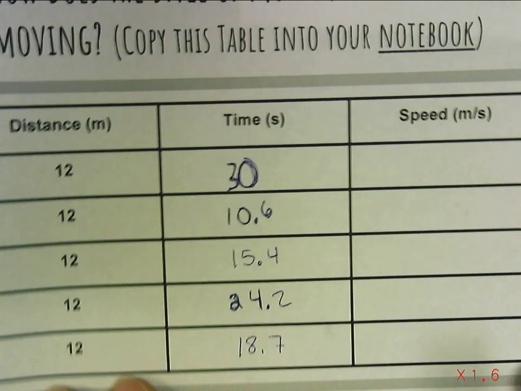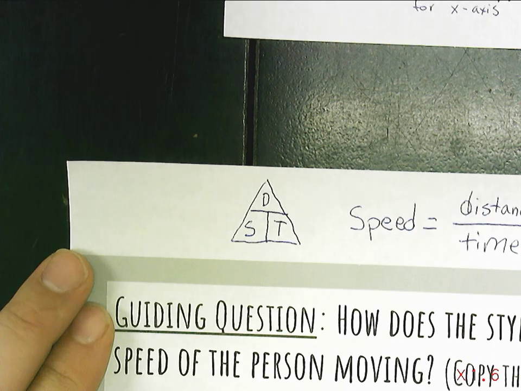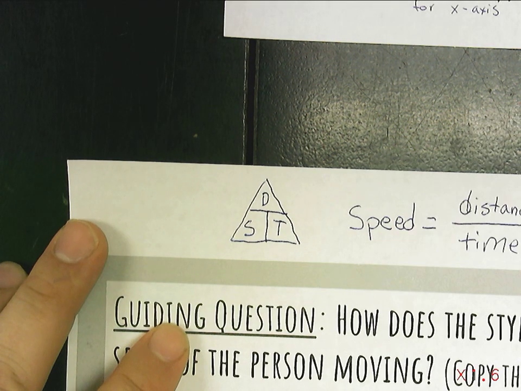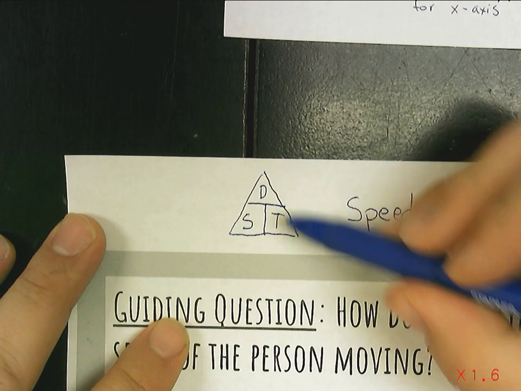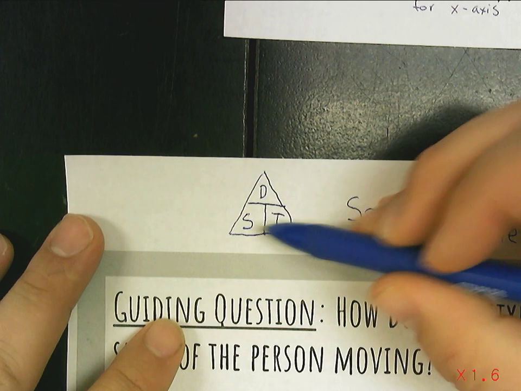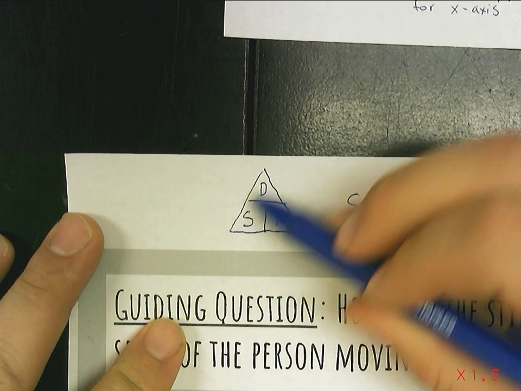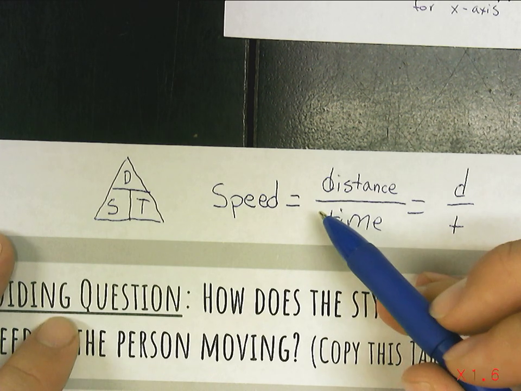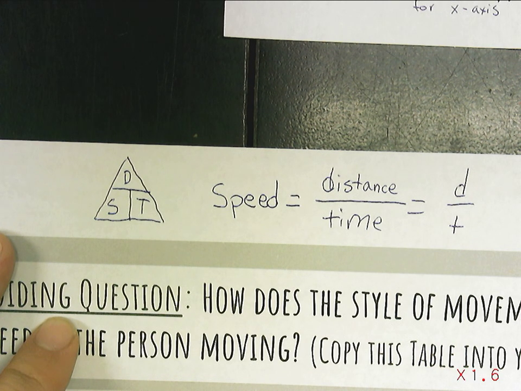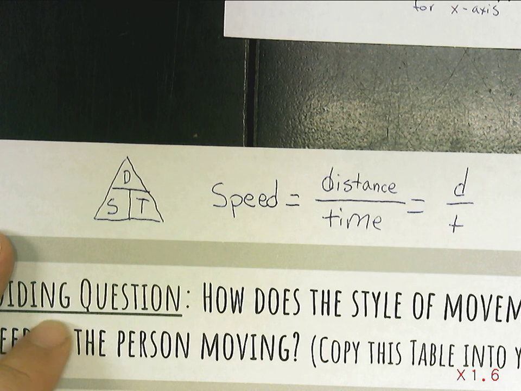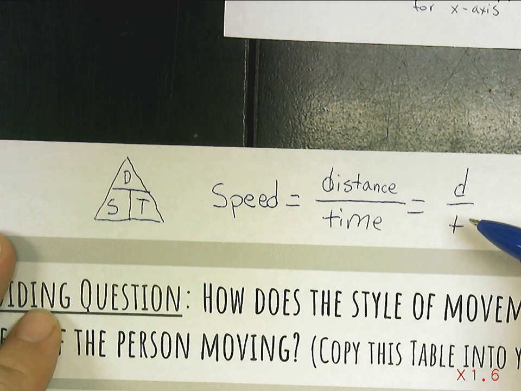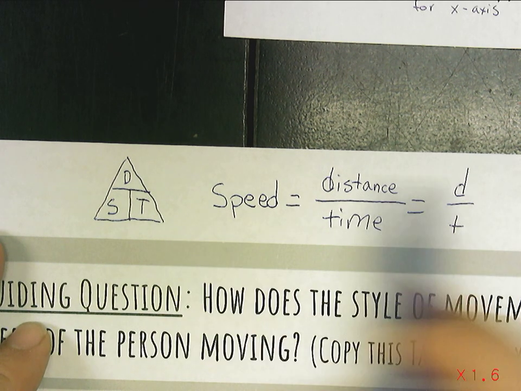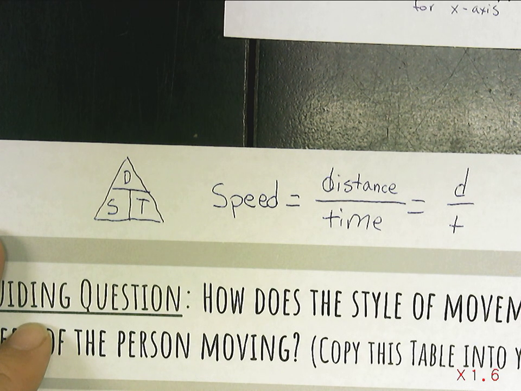Now, in order to calculate speed, you need to use the speed triangle, the speed formula triangle. If you don't have this in your notes from the speed notes, I would go ahead and add it. Okay, so add this here: speed equals distance divided by time, so d divided by t. Go ahead and pause here while you write that down.